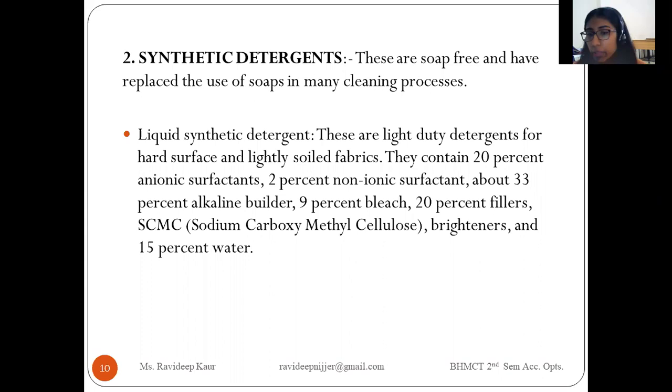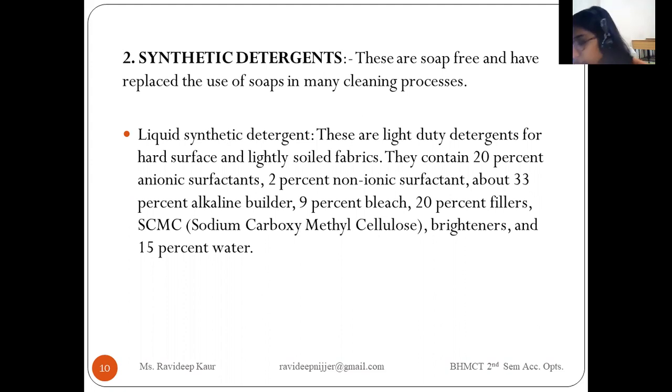So liquid synthetic detergent contains 20% of ionic, 2% of non-ionic, and about 30% of alkaline, 9% of bleach, 20% of fillers, and the filler is sodium carboxymethyl cellulose. Next, brighteners and 15% of water. This is how liquid synthetic detergent is obtained.